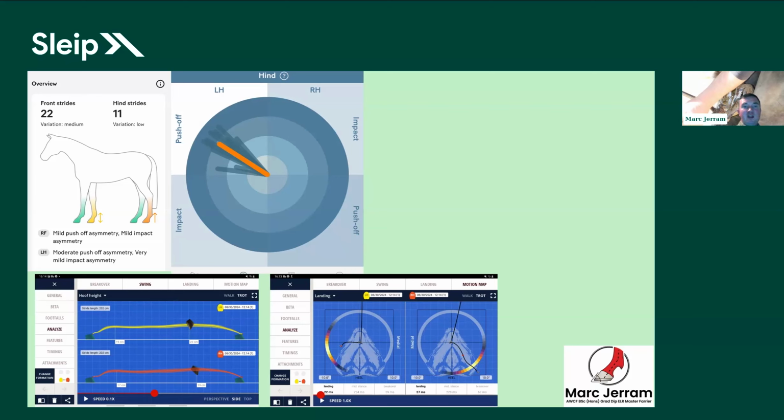So this particular horse had a moderate push-off asymmetry from the left hind, and we can see that with the data from the Hoofbeat. We can see a differential in hoof height between left hind and right hind, left hind being the yellow, right hind being the red. We can see that on the motion map. We can see how that horse has an asymmetry of landing on the left hind and right hind as well. So that's important to note, because that influences upper body movements and biomechanical efficiency.